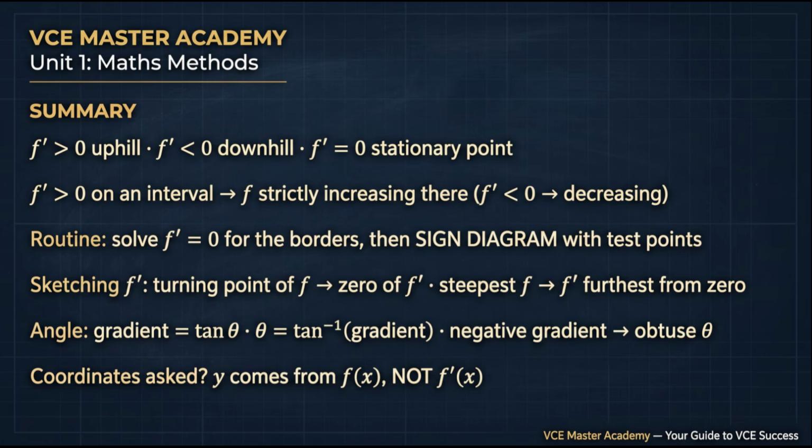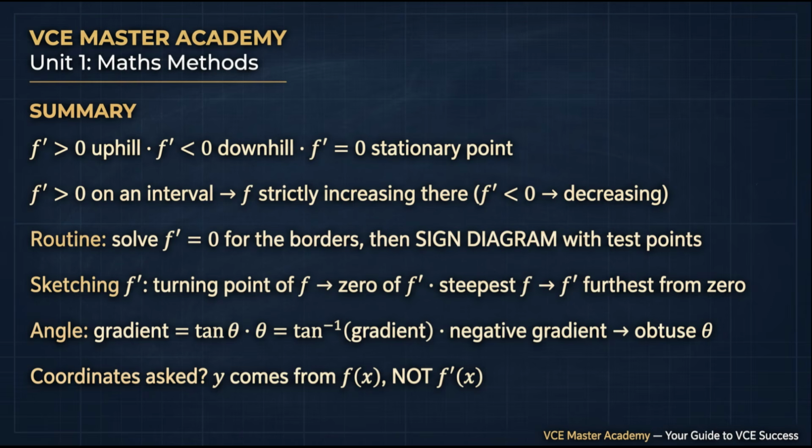Let's gather it all up. The sign of the derivative is the story. Positive, the curve walks uphill. Negative, downhill. 0, flat ground, a stationary point. Said formally, if f dash is positive for every x in an interval, f is strictly increasing on that interval. Negative everywhere, strictly decreasing.